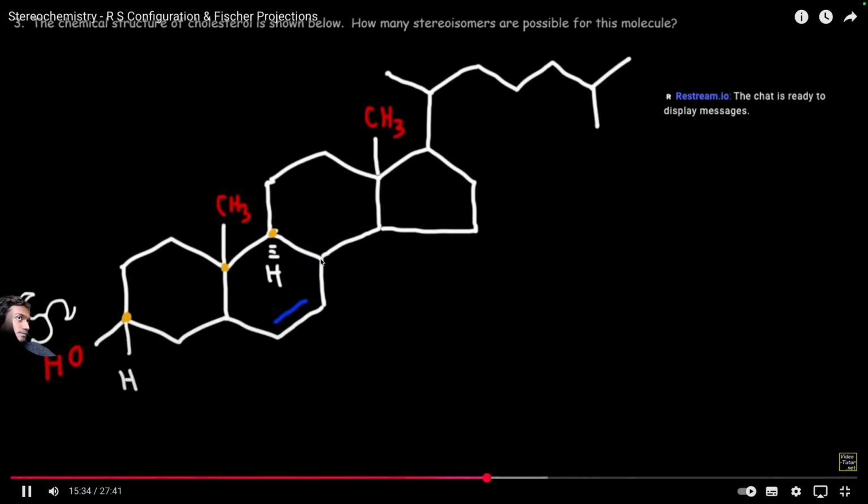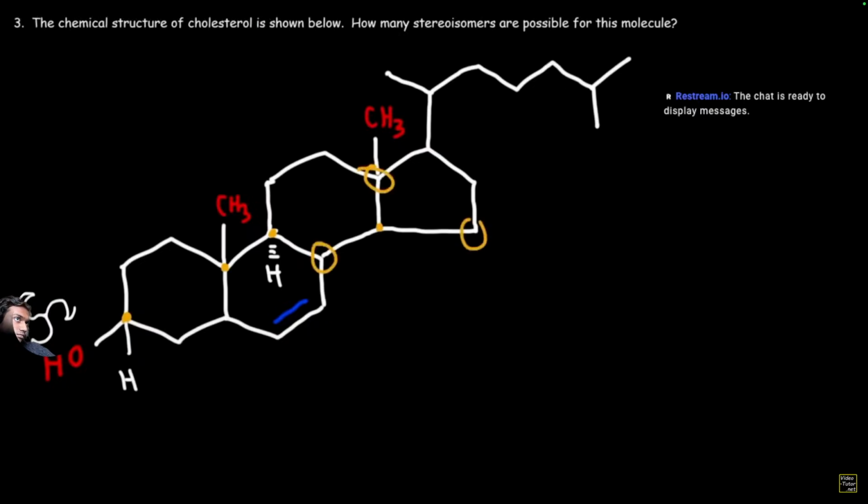This one. So it's best to focus on the tertiary carbons and the quaternary carbons. This is a tertiary carbon. It's attached to 3 other carbons, and there's a hydrogen attached to it. So that is another chiral center. Here's another tertiary carbon. It has 3 other carbons, all of which are different, and there's a hydrogen here too.